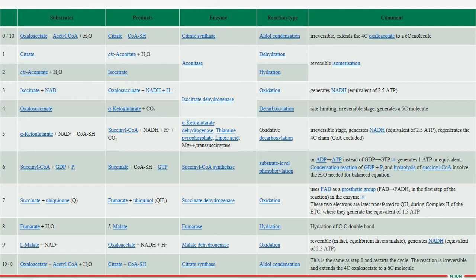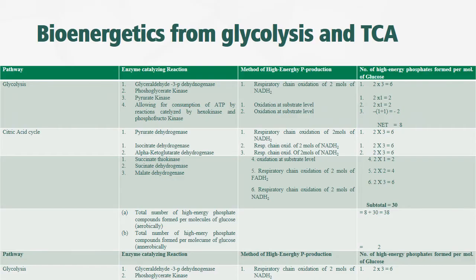The reaction is irreversible and extends to the 4-carbon oxaloacetate. And with this, the reaction continues in a cyclical form. That is why it is called the tricarboxylic acid cycle. As long as the supply of oxygen continues, the cycle continues.